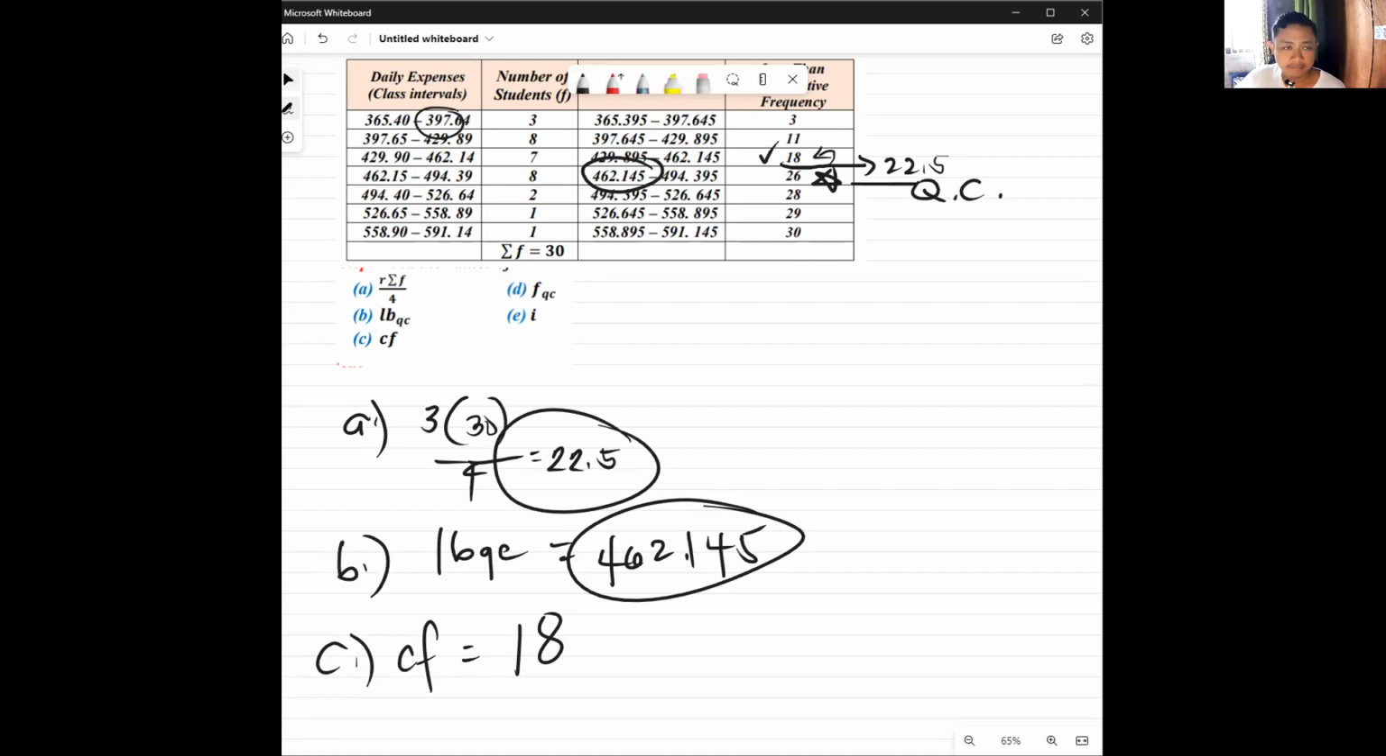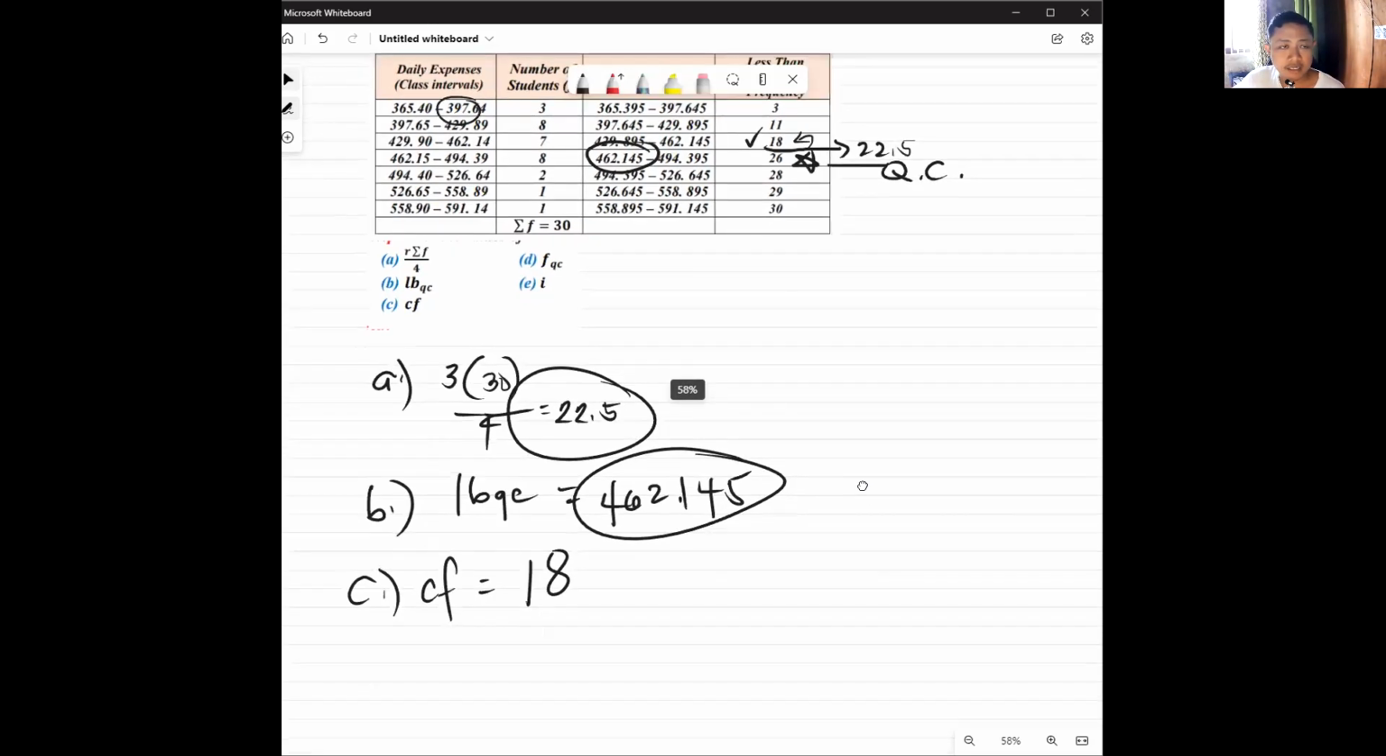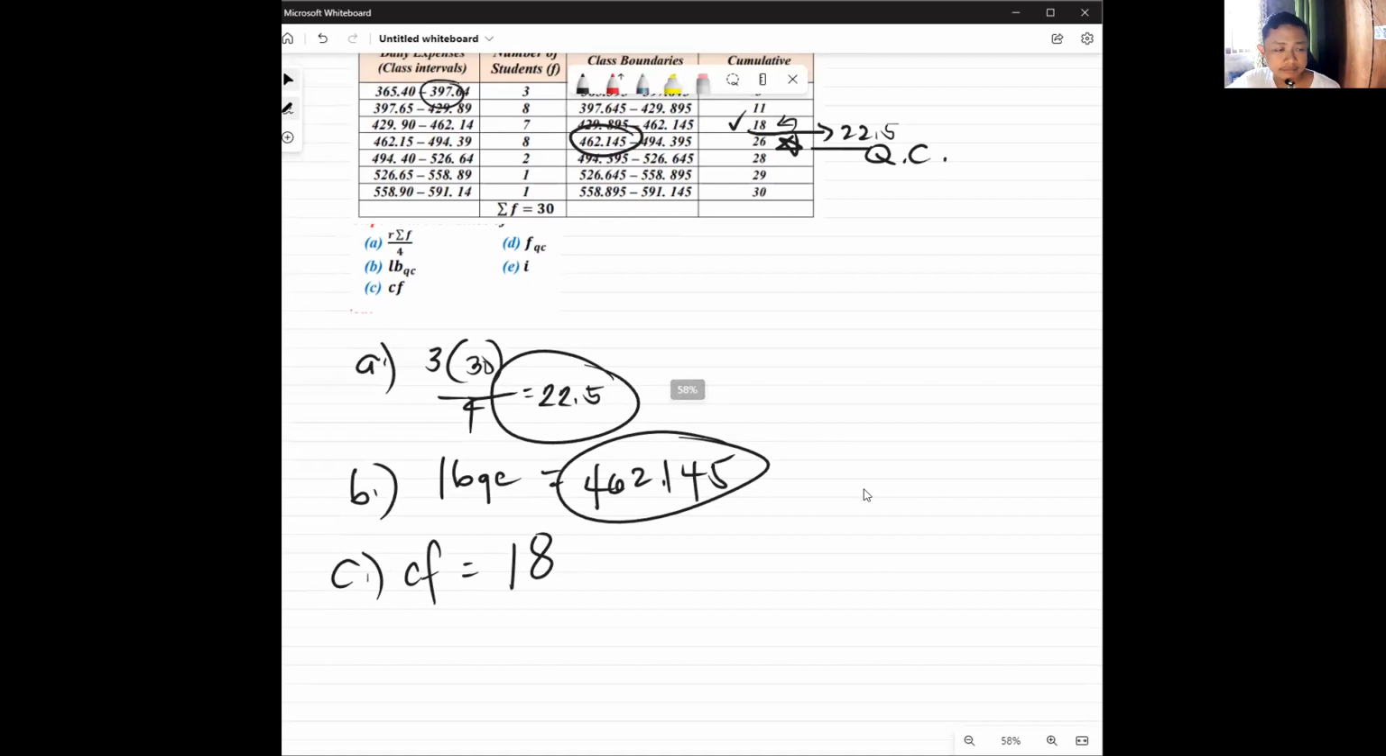Okay? And then letter D, the frequency of the quartile class. Our quartile class is 26. The frequency is 8. Okay. Diba? Dali-dali lang. As long as you have the FDT, everything is already okay. And finally, our I. This is easy. Dito naman, dahil hindi natin siya sinolve, we are not yet given our I.